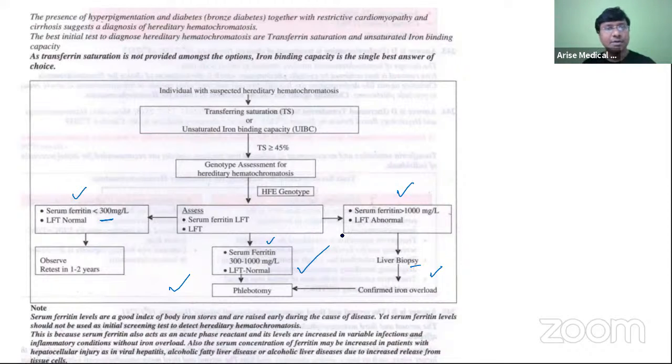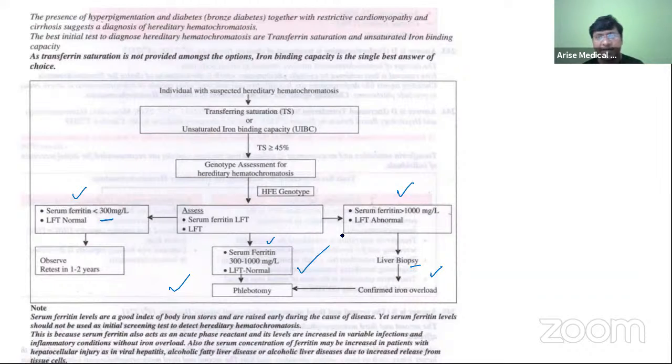Okay. So now my conclusion to this particular question is that in hereditary hemochromatosis, the initial screening test is your transferrin saturation. This transferrin saturation should be more than or equal to 45%. Then you have to do HFE gene mutation analysis, in which you classify the patient into mild, moderate, severe. Serum ferritin less than 300, mild. Serum ferritin 300 to 1000, moderate. Serum ferritin more than 1000 milligrams per deciliter, severe.